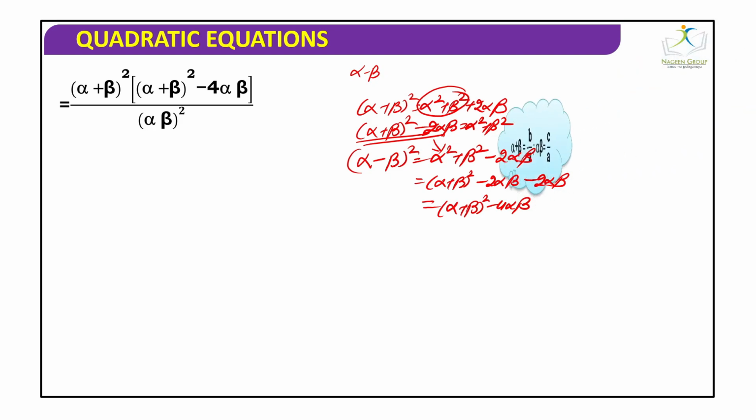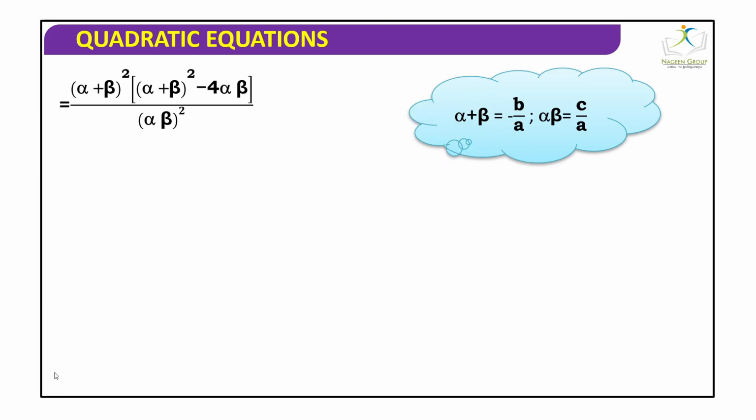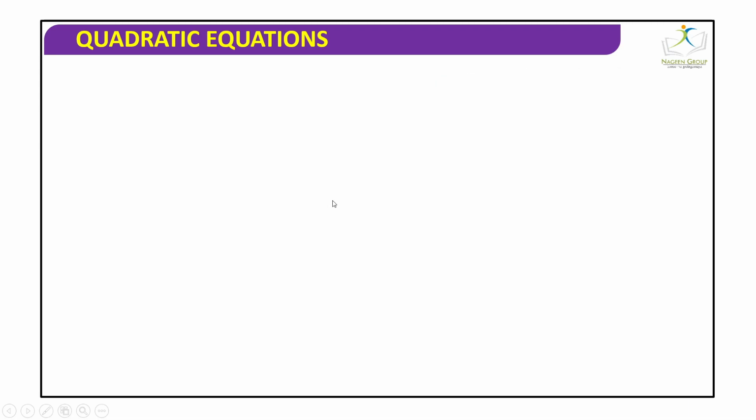So let's understand. We have the value of alpha plus beta as minus b by a and the value of alpha beta as c by a. Substitute here, it is minus b by a whole square minus 4 times the value of alpha beta, which is c by a. It is b square by a square minus 4ac by a square. So here we are just simplifying it.